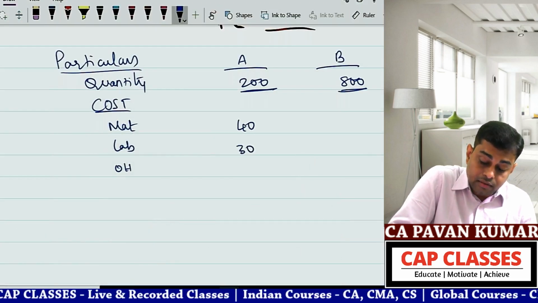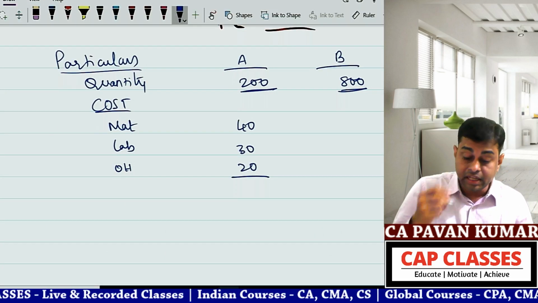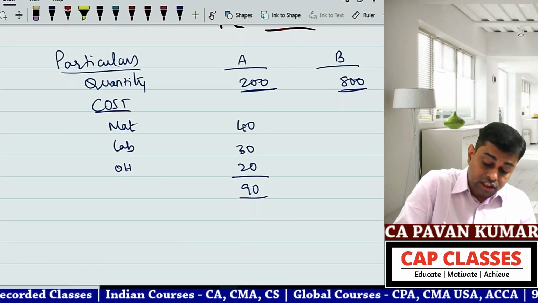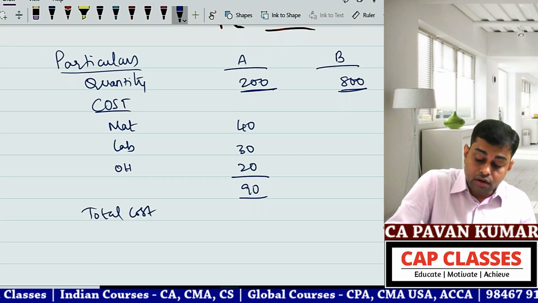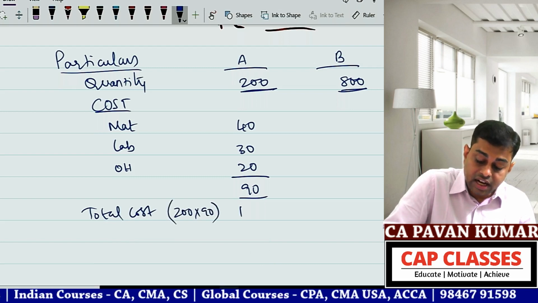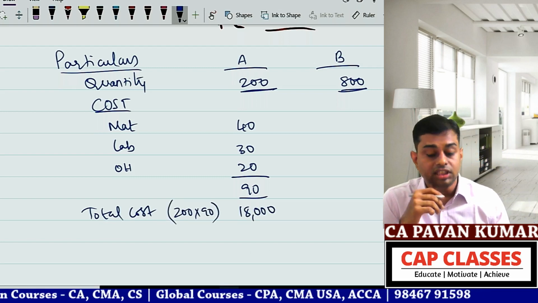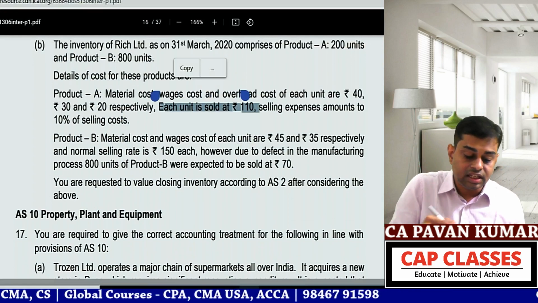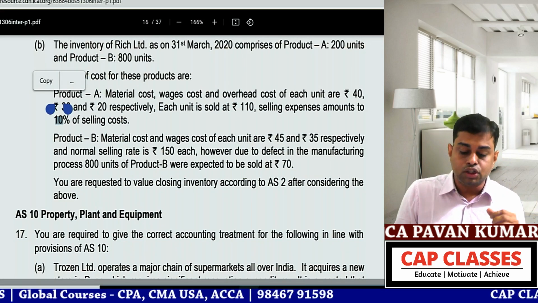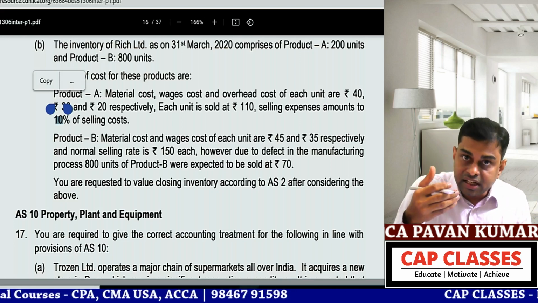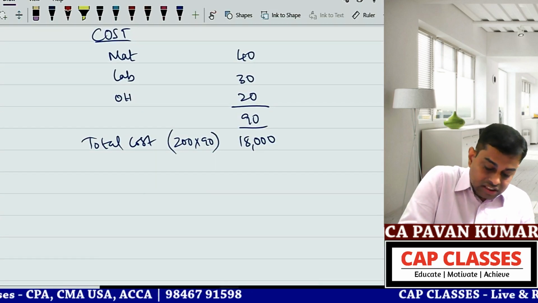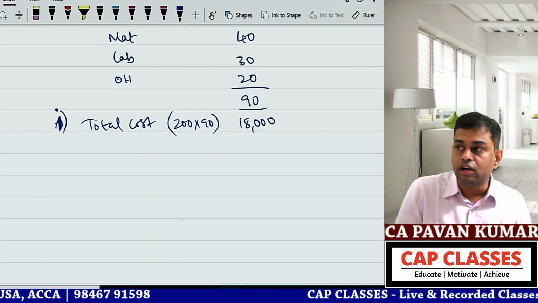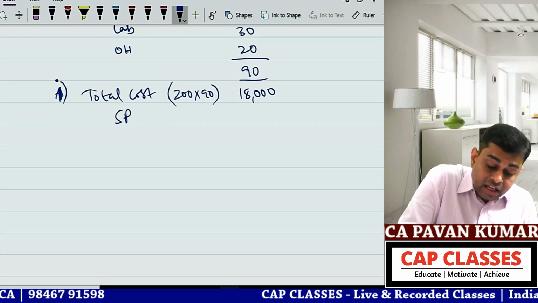So put together how much? 40 plus 30 is 70, plus 20 is 90. So total cost: 200 units into 90 is 18,000. Then each unit is sold at 110 selling price, with 10% selling expenses. So net realizable value is estimated selling price minus cost to sell. Product A is 1, product B is 2, so we'll follow 1, 2. Now selling price 110.